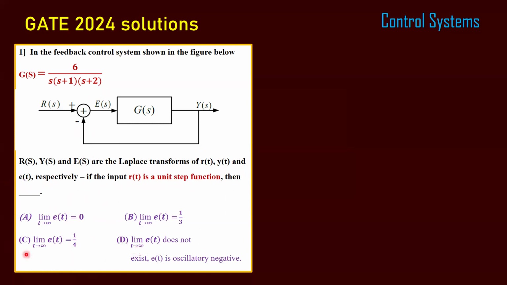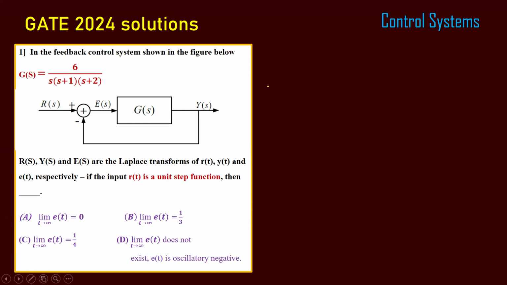Options are given for steady state error, so we need to find the steady state error for the given system. Let me start solving the problem. Here G of S is given as 6 by S into S plus 1 into S plus 2.